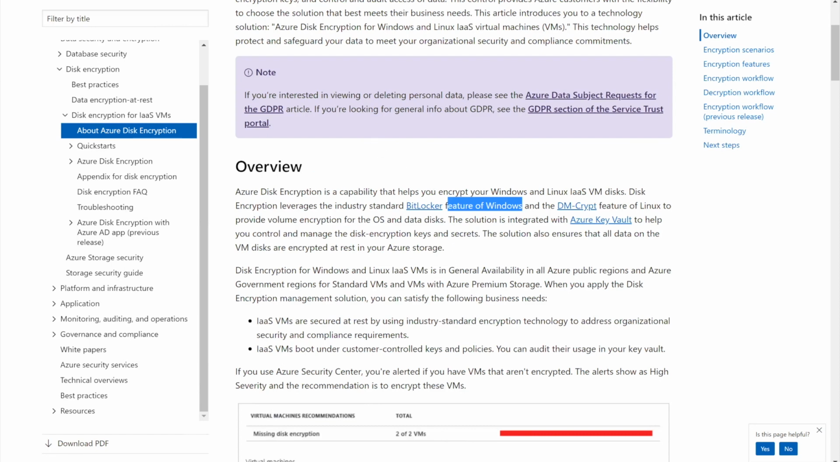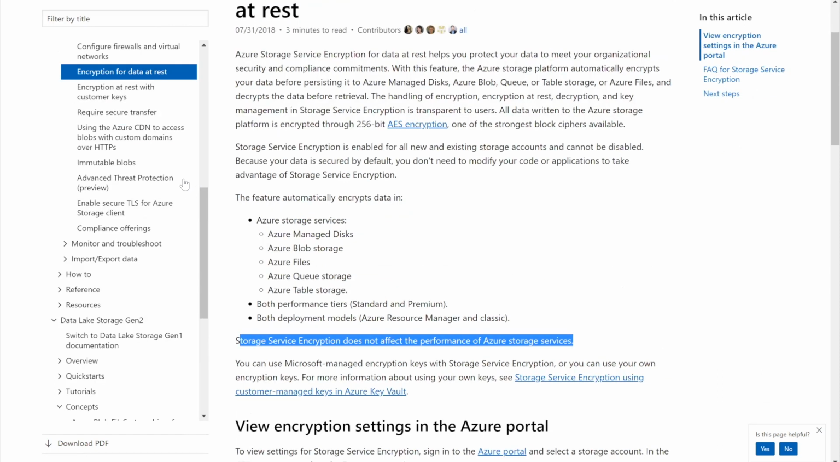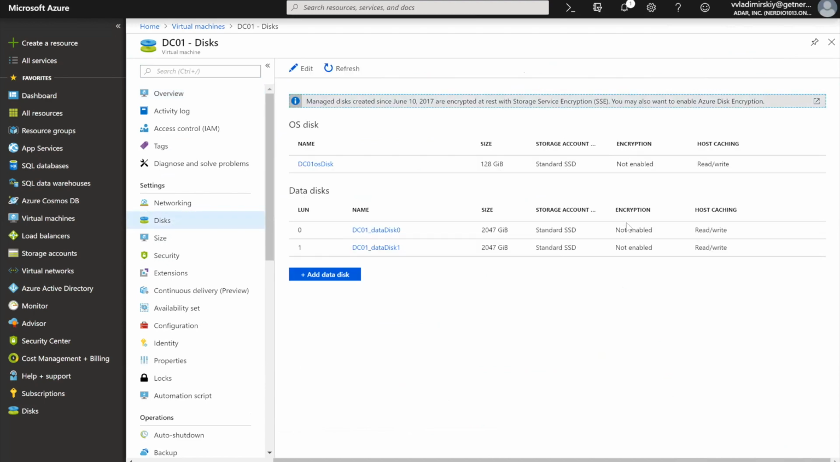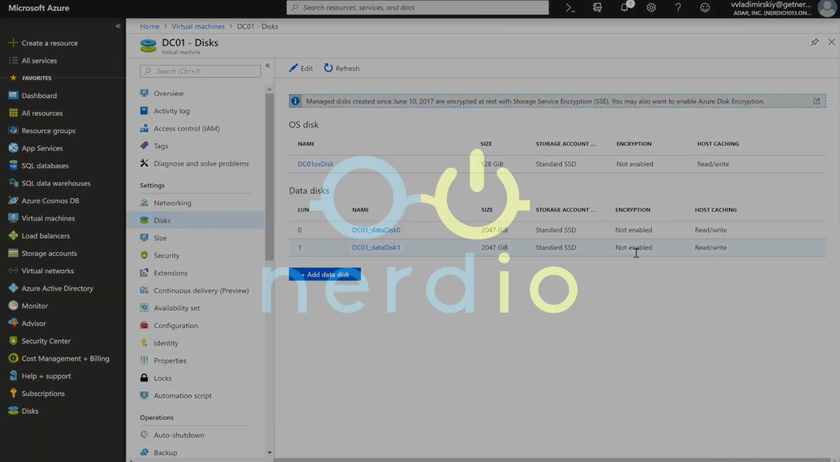Okay, one thing to show you in the UI of Azure: if you go into a VM and you look at its disks, you'll see a column for encryption, and it says it's not enabled. The reason it's not enabled is not because this data at rest is not encrypted, because it is encrypted with storage service encryption. What it's not enabled for is Azure Disk Encryption. So these disks are not encrypted with a custom key. It is encrypted only at the storage level.